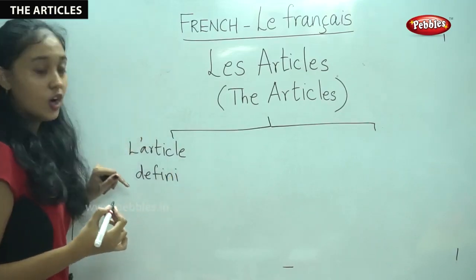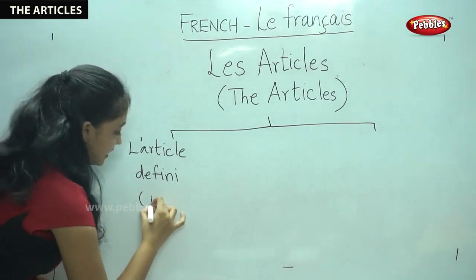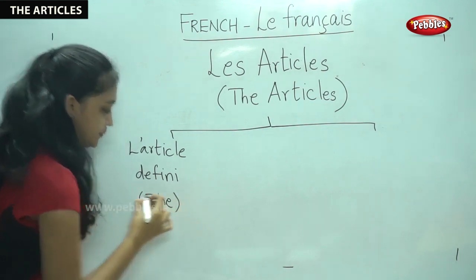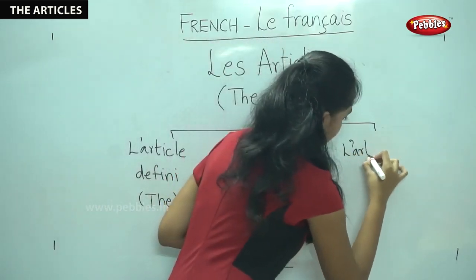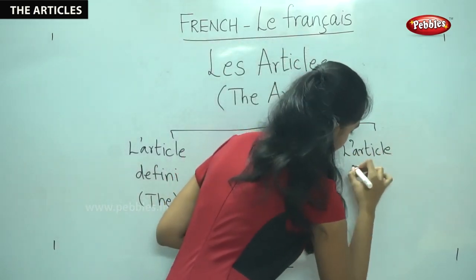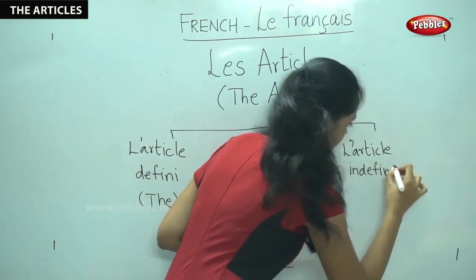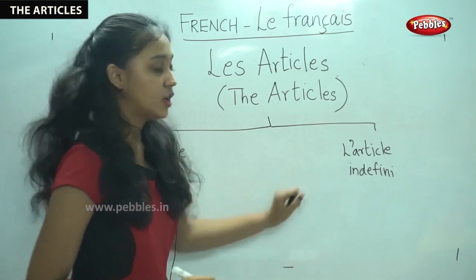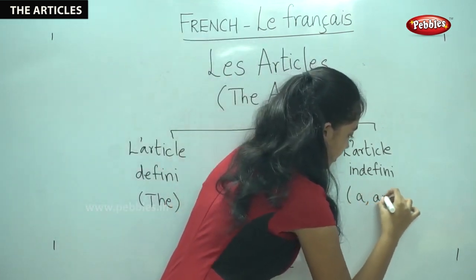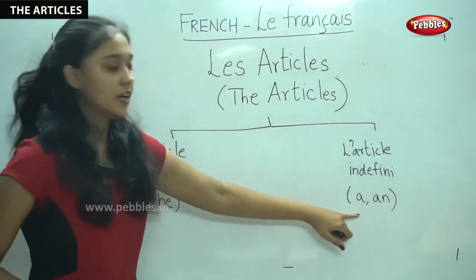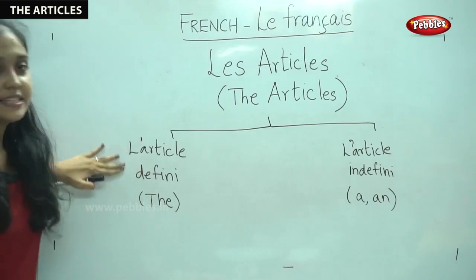L'article défini, or the definite article. In English, the definite article is "the". And l'article indéfini, which is the indefinite article: "a" or "an". Now, let us see the definite article.